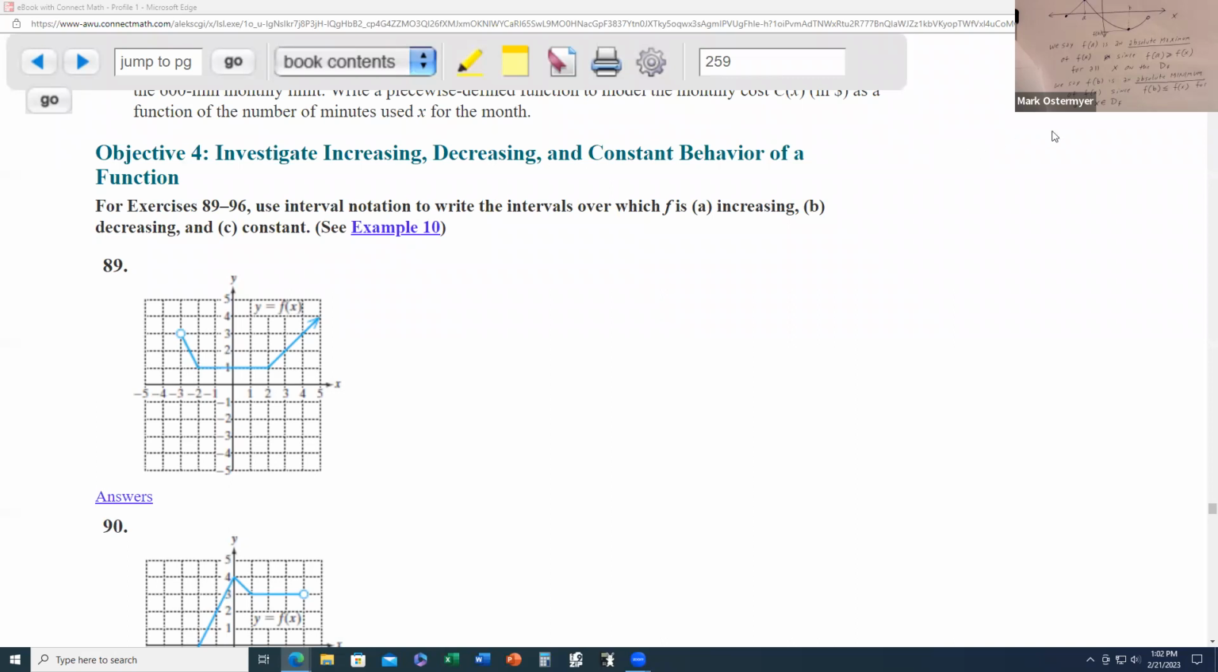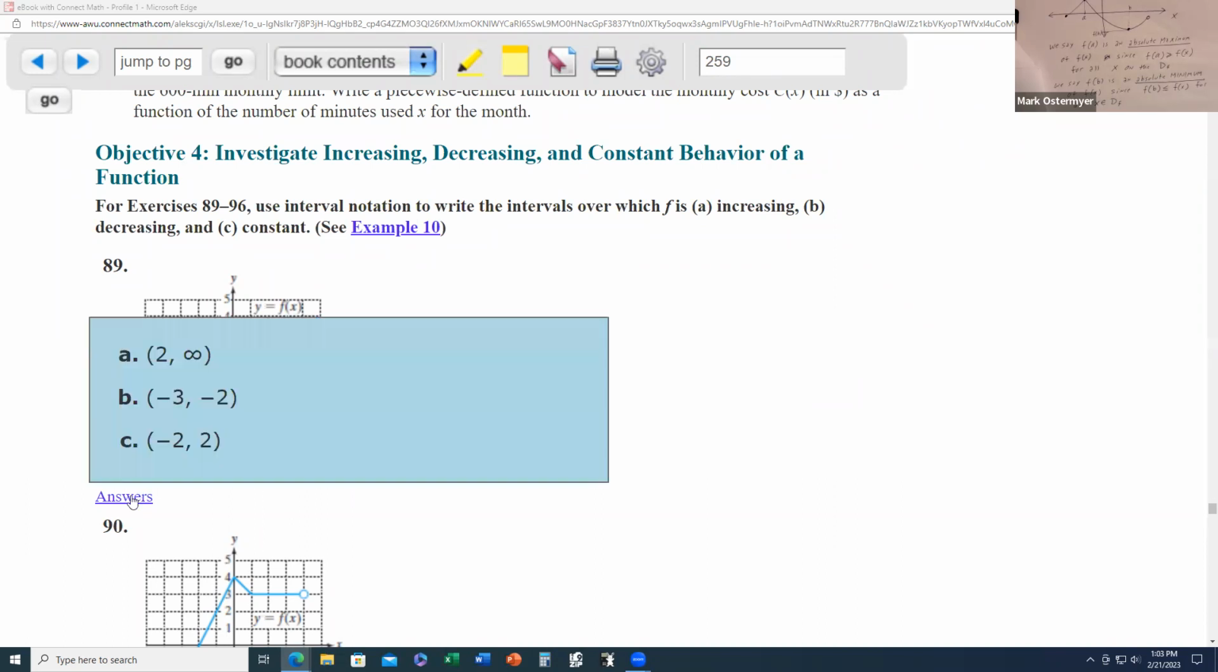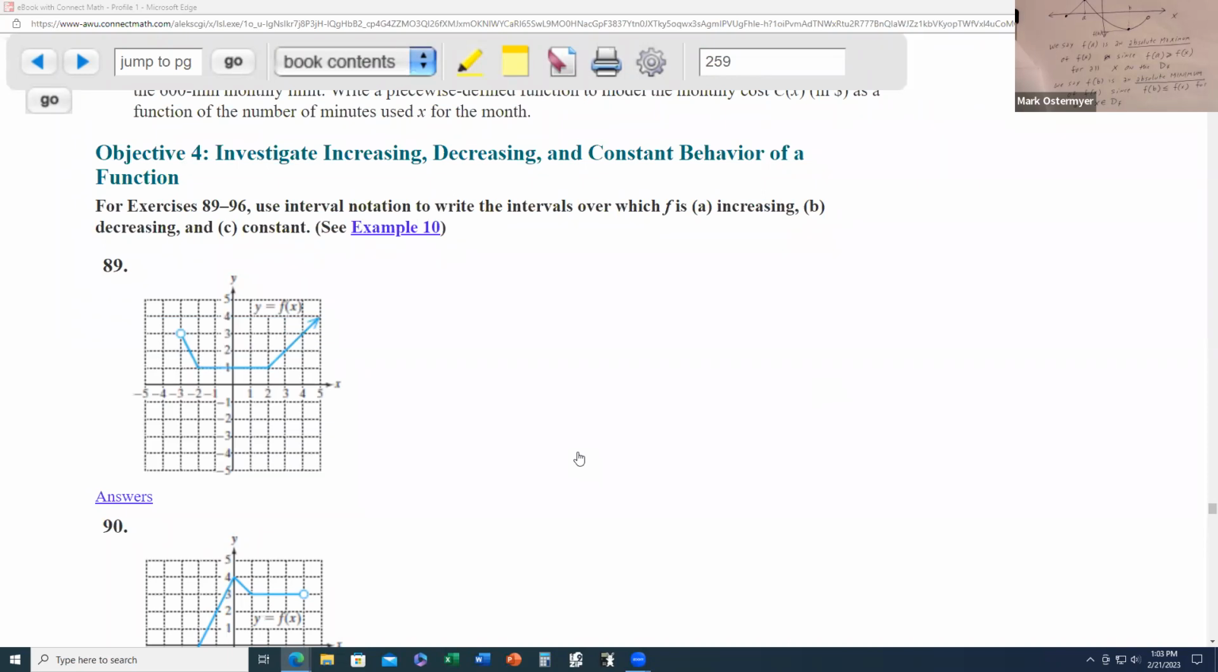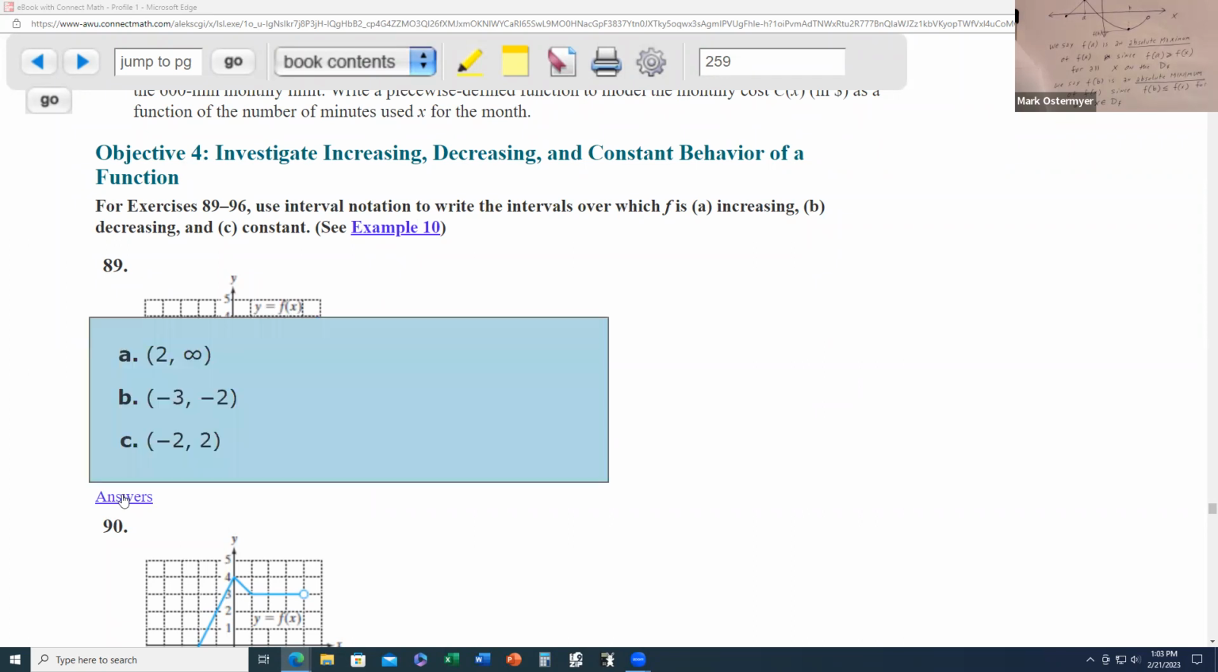All righty. How are we coming on this problem? We all done with number 89? So on what interval is the function decreasing? Anybody? On what interval? Decreasing. -3 to -2, exactly. Because on that interval, from -3 to -2 on the x-axis, we are falling down from left to right on the graph. Decreasing would be B's answer, from -3 to -2.